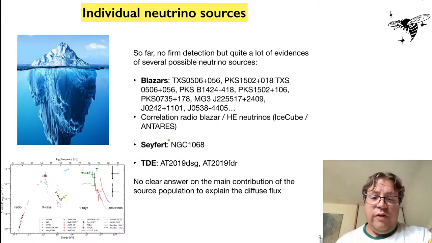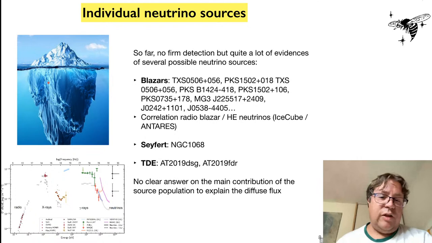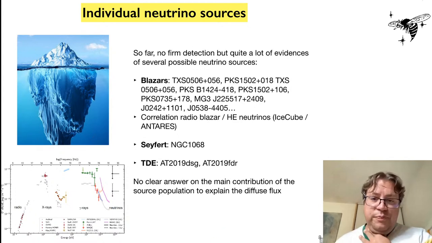We have one event which could be very, very interesting, which is an association with the Seyfert galaxy NGC 1068 at the three sigma level. And we have this other association as well. These two events seem to correlate with two IceCube neutrinos. But we don't have a clear answer right now on the main constraint of the source population to explain the diffuse flux. We can say that we are reaching the tip of the iceberg, but we know that many, many more sources remain to be found.